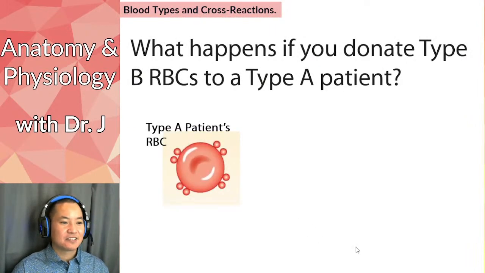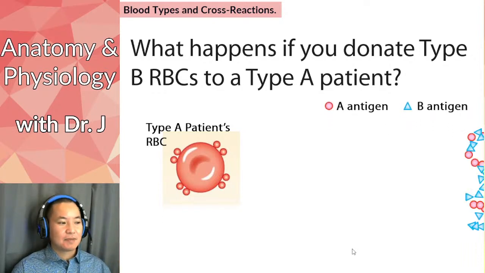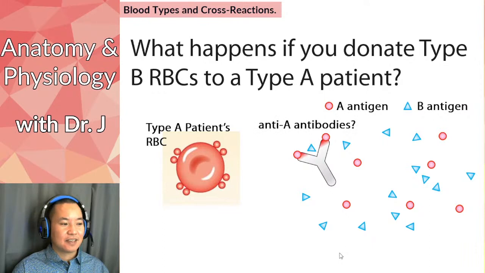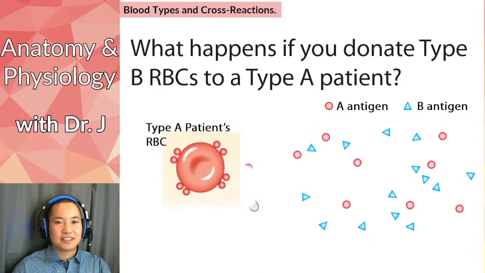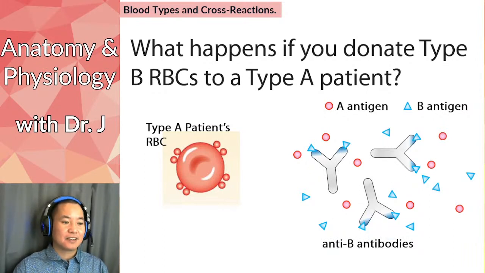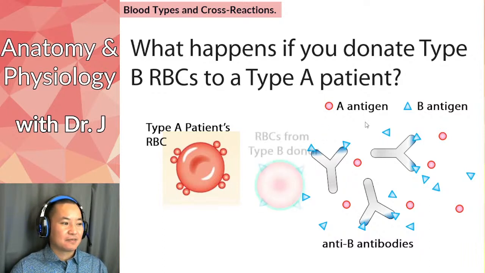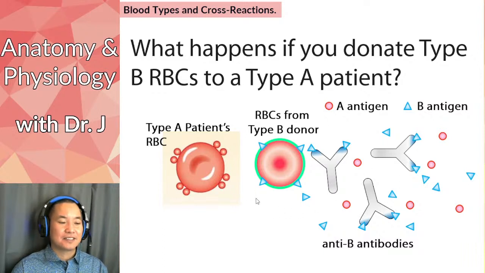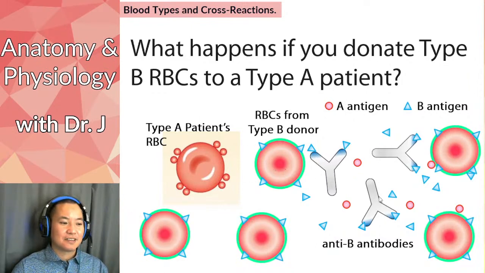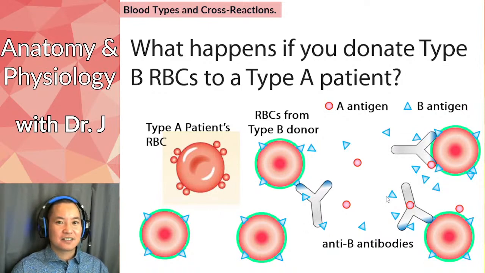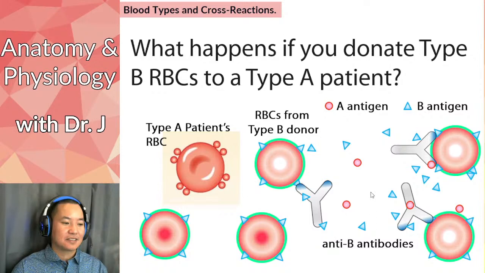Alright, so again, what happens if you donate type B red blood cells to a type A patient? Remember that the type A patient is not going to generate anti-A antibodies, because that would attack their own cells. So this is why you don't normally have anti-A antibodies in a type A patient's body. Now, with the transfusion, a person with type A blood is naturally going to produce anti-B antibodies. So if you donate type B red blood cells to a type A patient, these donated red blood cells are going to be attacked by the type A patient's antibodies. So what's that going to do? It's going to cause agglutination, clumping, and hemolysis.